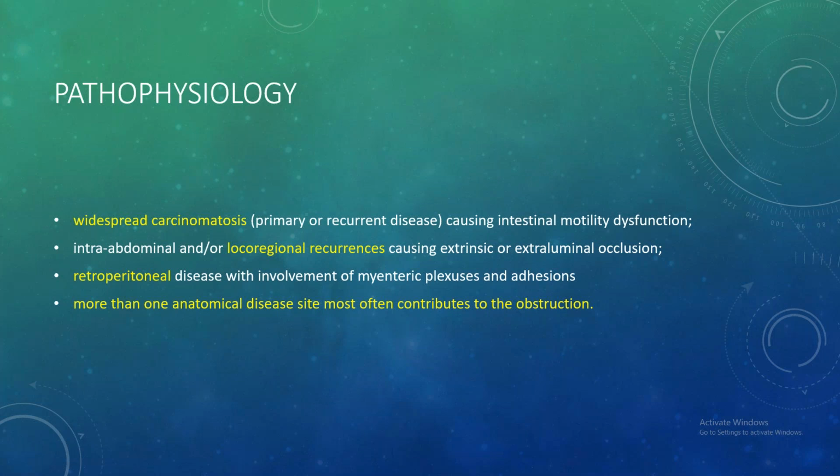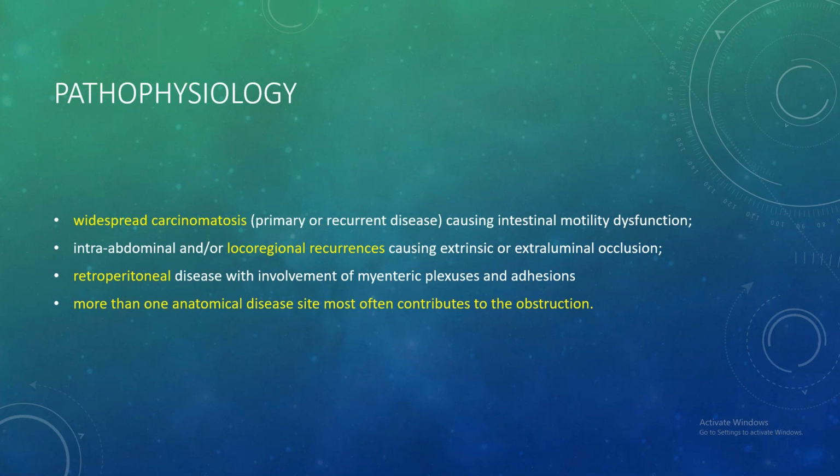Now, what is the pathophysiology of bowel obstruction in gynecological malignancies? One is widespread carcinomatosis, either primary or recurrent disease, which will cause intestinal motility dysfunction. So widespread carcinomatosis is one factor. Another is intra-abdominal or loco-regional recurrences. It will cause extrinsic or extraluminal occlusion. So it is a bowel occlusion by recurrence of the disease.